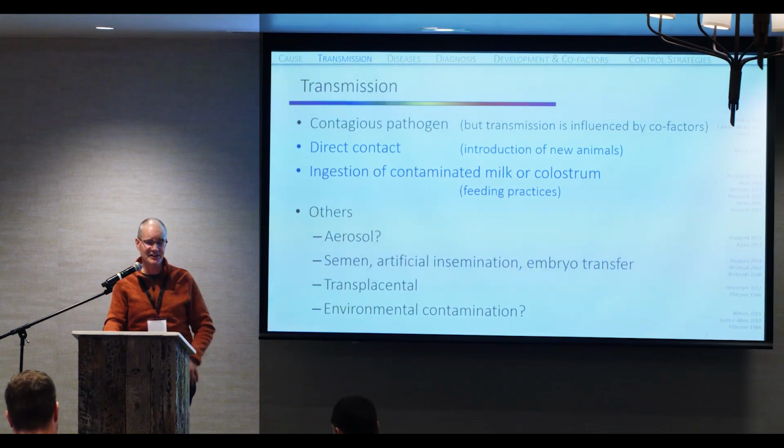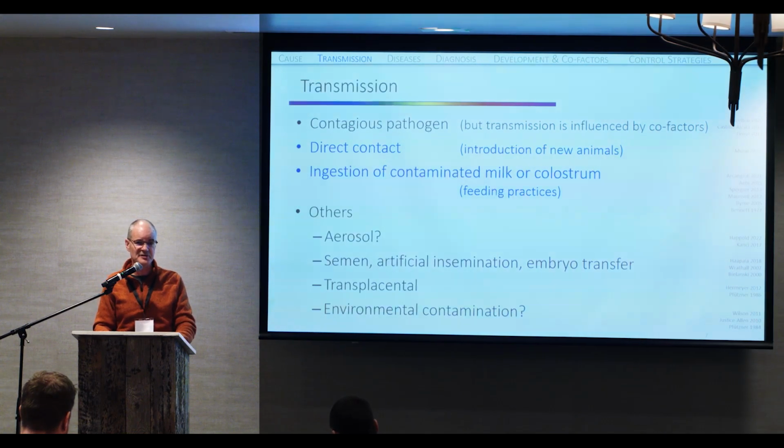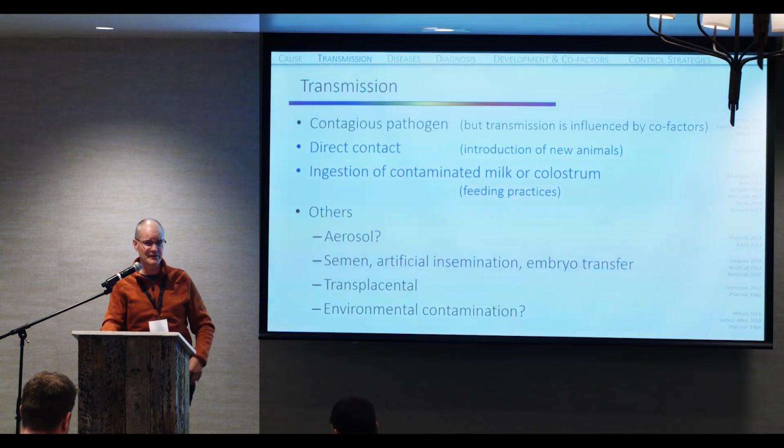Transplacental spread can occur, so pregnant cows can transmit Mycoplasma bovis through the placenta to the fetus, and then those fetuses can be born infected and develop disease very soon after birth. I think that's a minor method of transmission compared to nose-to-nose contact or milk and colostral transmission, but it certainly is recognized. And then environmental contamination is another possibility.